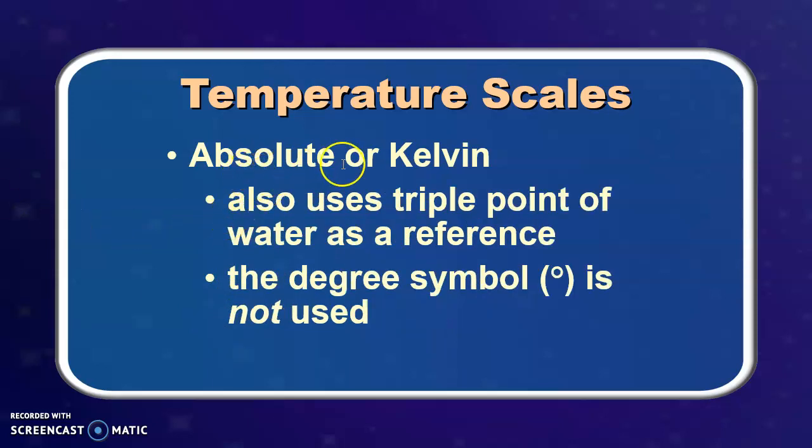The absolute or Kelvin scale also uses the triple point of water as a reference, but the degree symbol is not used. Compare that to degrees Fahrenheit or degrees Celsius. We do not use the degree symbol when we represent Kelvin. You would seem quite foolish if you ever said degrees Kelvin. Don't do that.